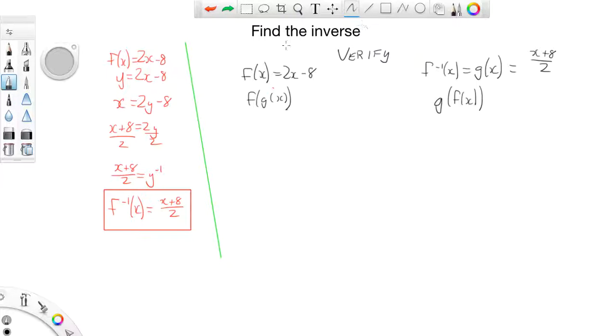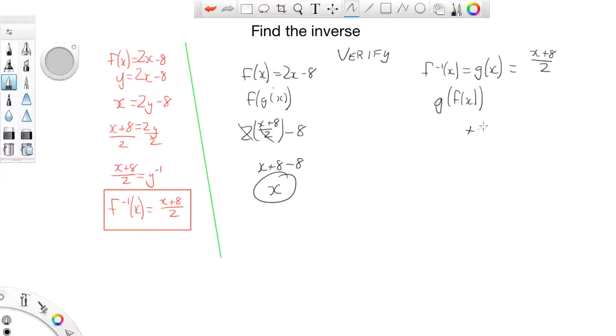So we're going to do these compositions and find out right now. With f of g of x, we're going to start with the f function, which is 2x minus 8. But instead of the x, we're going to replace it with the g function, which in this case is x plus 8 over 2. Here when we multiply in, we can distribute the 2, but these 2's will cancel out. So we'll be left with x plus 8 minus 8, which just gives us x. So that works.